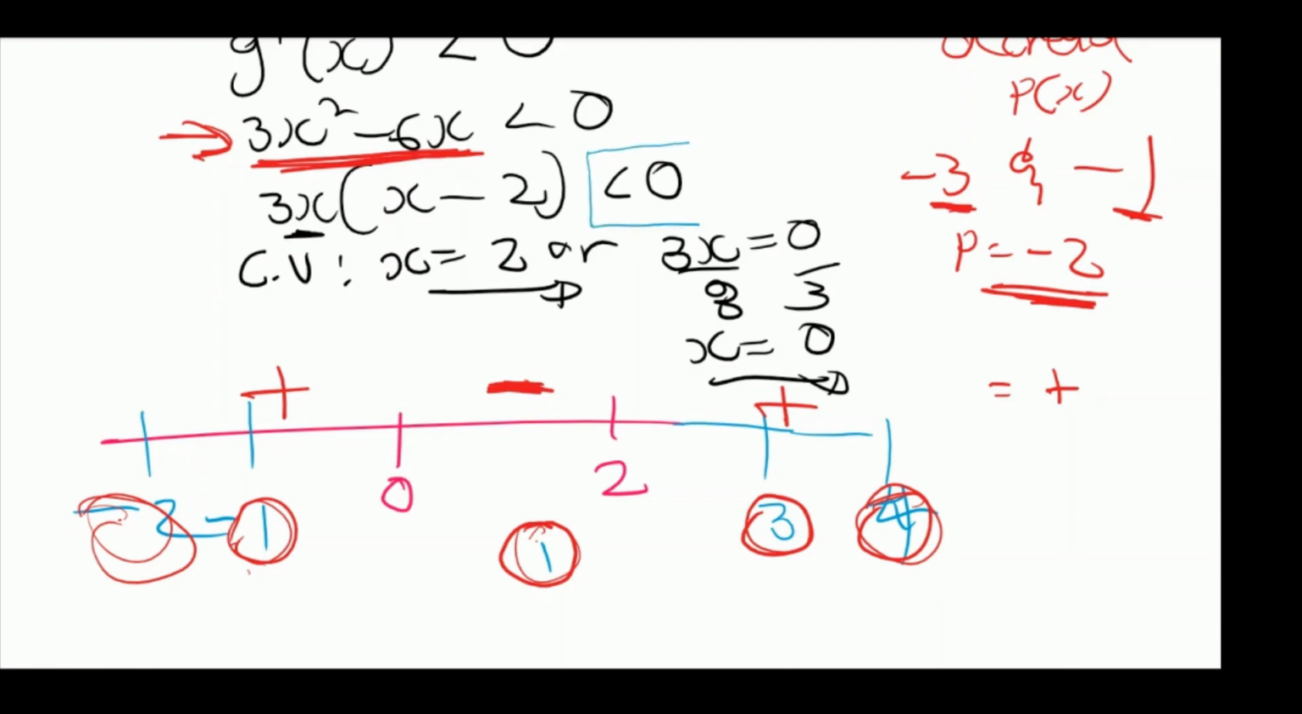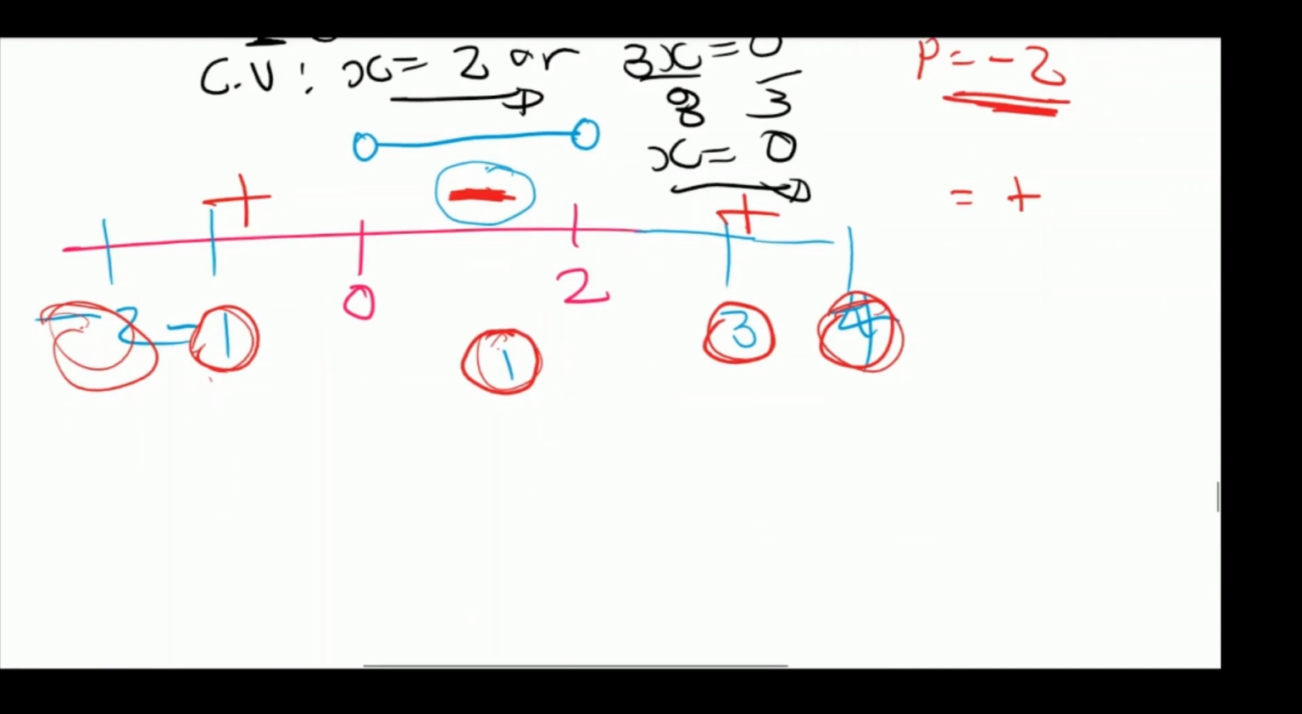So once you've done this, remember that this question says to find the values of x when the y value is less than 0. So this is where the y value is less than 0. This means now that your x values lie between 0 and 2. So to conclude, you'll simply say your x value lies between 0 and 2.